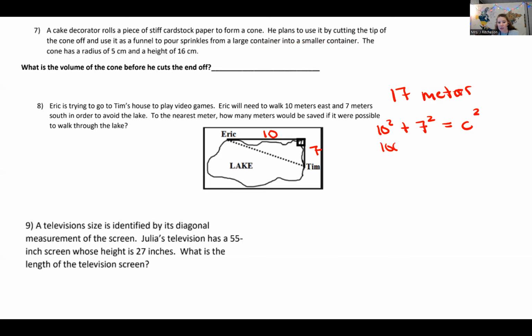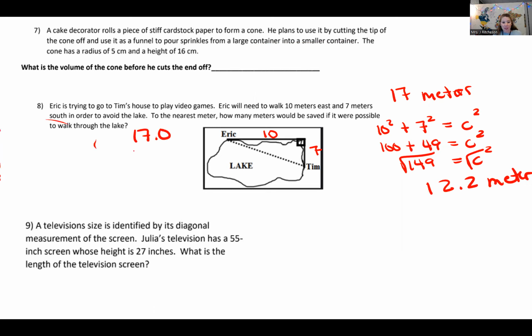So 10 squared is 100. 7 squared is 49. And so we're going to find the square root of both sides. So what is the square root of 149? The answer is 12.2 meters. So the question is, how many meters would he have saved? If he walked 17 and he could have walked 12.2, then he saved 4.8 meters if he went through the lake.